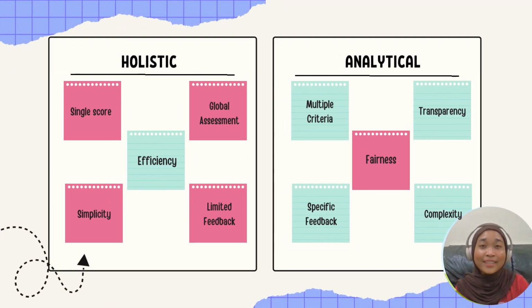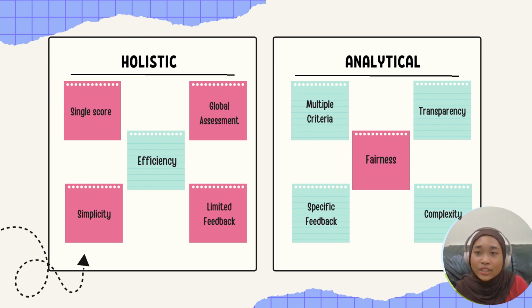Let's take a look at the differentiation between holistic and analytical rubric. As for the holistic rubric, it is a scoring tool that assesses the overall quality or performance of a task or assignment. It provides a single global-based score on the overall impression of the work without breaking down into specific criteria or dimensions.